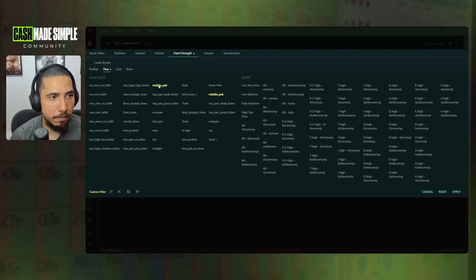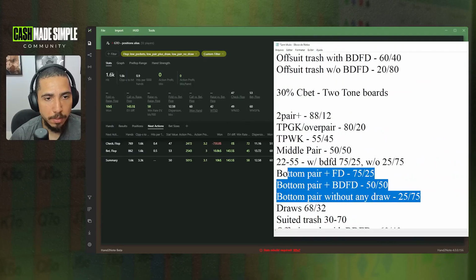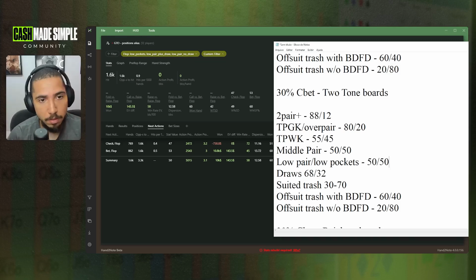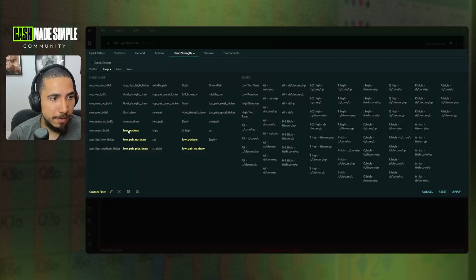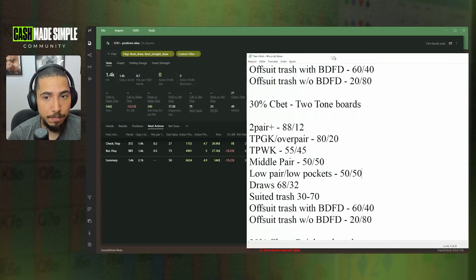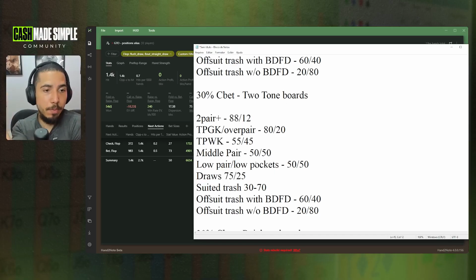Then we're going to have a region of low pockets and low pair, also 50-50. Here I'm putting them all together, because the fact that we're depolarizing makes us not necessarily interested in going super deep. So 50-50 with the low pairs and low pockets. Now, the things where you guys are probably going to make the most mistakes: the draws, flush draws, and open-enders. 75-25.